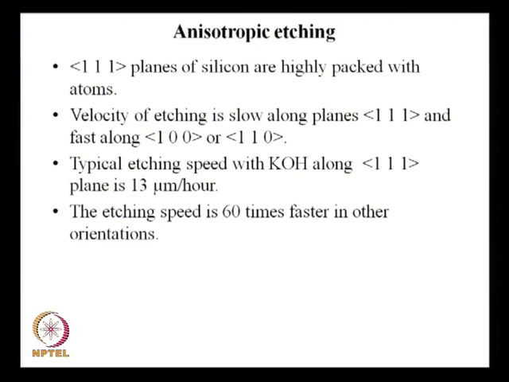And when it comes to etching, that means the silicon atom is reacting with the etching chemical. So, the etching process will be slower in the 1 1 1 plane and faster in other planes. So, there would be a preferential etching in one direction, that is what I am trying to get to. Typical etching speed with KOH along the 1 1 1 plane is 13 micrometer per hour. The etching speed is 60 times faster in other orientations. So, when you dip this substrate in the etching chemical, you will see the cutting of that crystal in one particular plane.